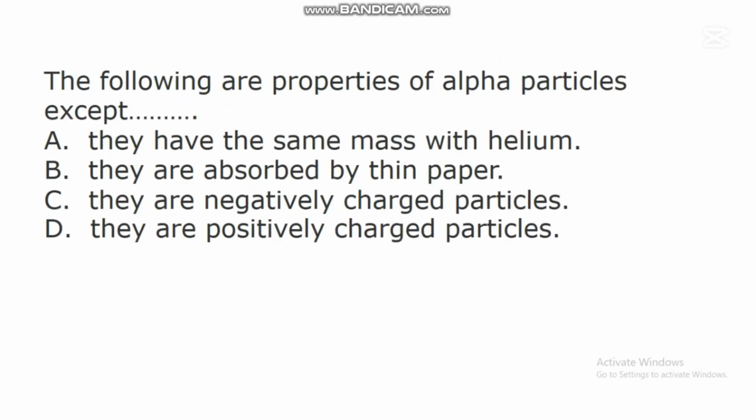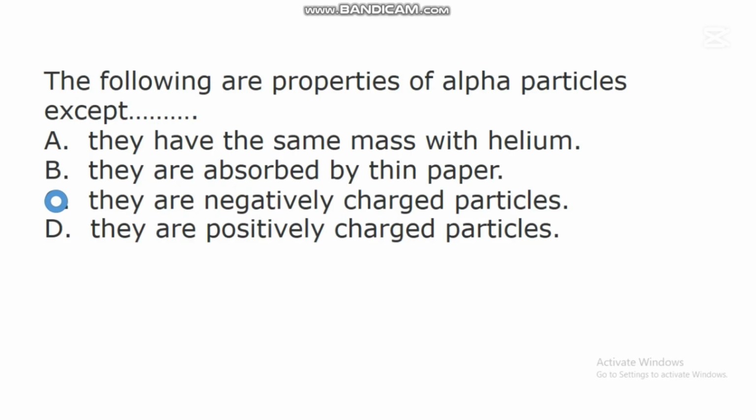The next question says, the following are properties of alpha particles except dash. A. They have the same mass with helium. B. They are absorbed by thin paper. C. They are negatively charged particles. D. They are positively charged particles. In this question, the correct answer is C. They are negatively charged particles.